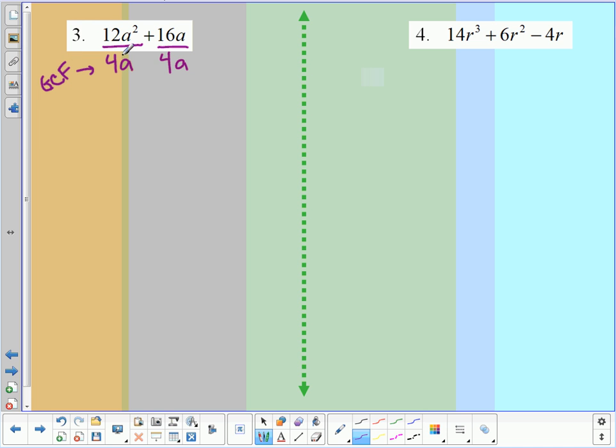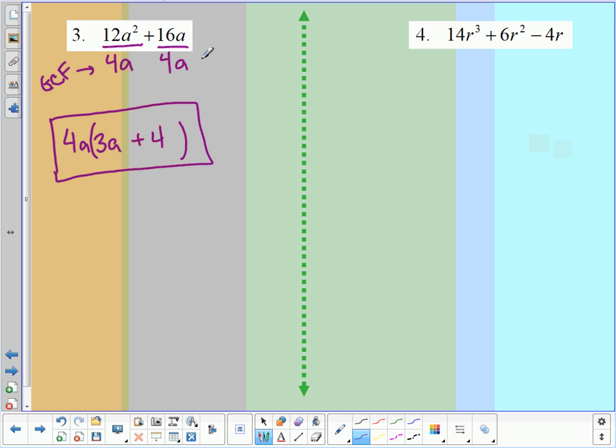GCF. My GCF here is 4a. So I'm dividing 4a out of both parts. I have 4a out in the front of whatever is left over, and then inside I put the leftovers. 12 divided by 4 is 3, a squared divided by a is a. 16 divided by 4 is 4, and a divided by a cancels. So I have 3 plus 4a left behind. This is my factored form.